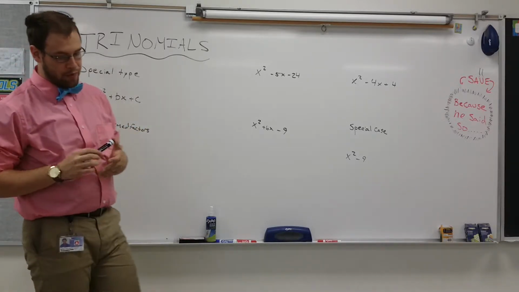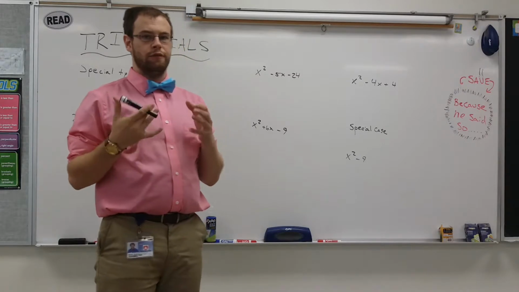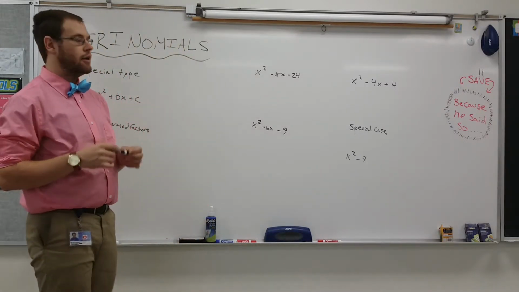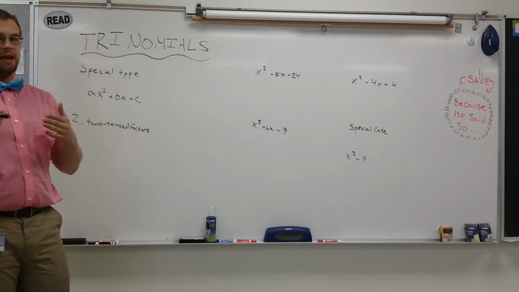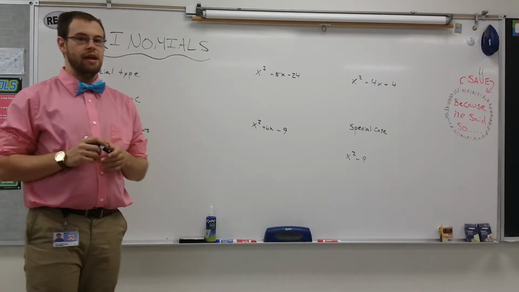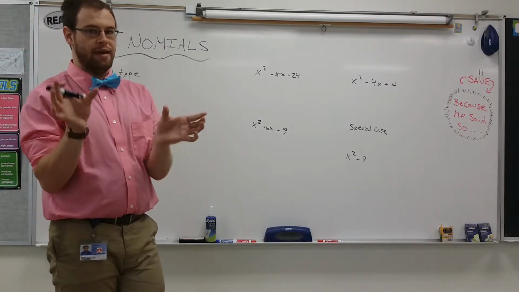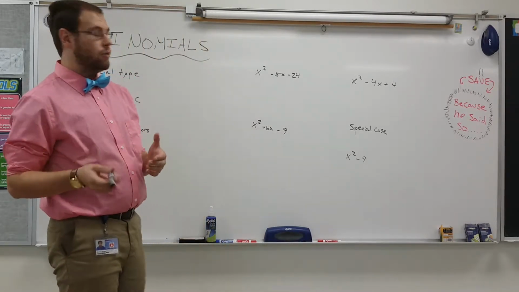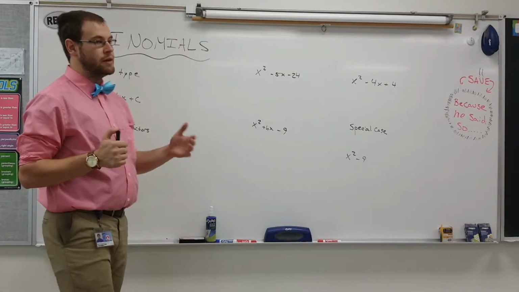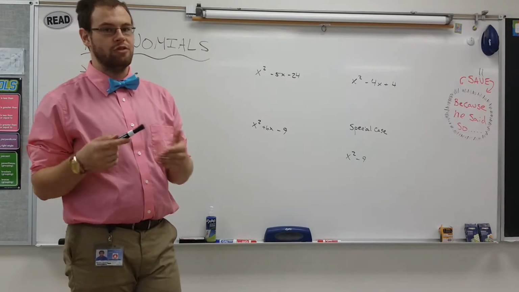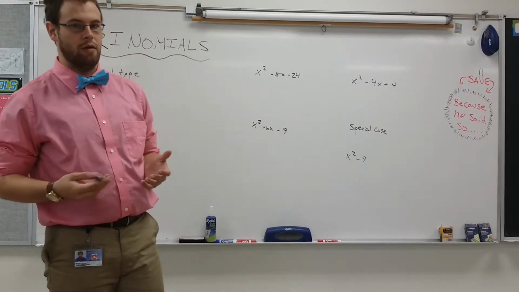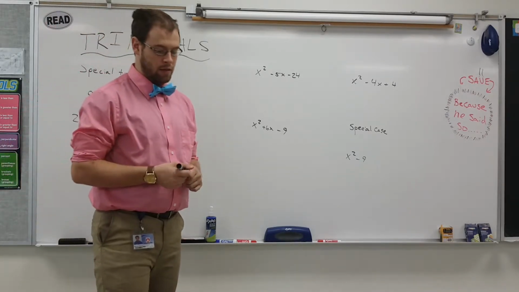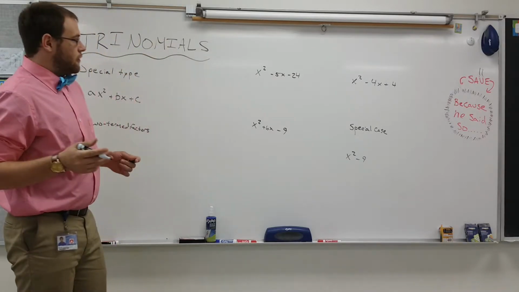Okay? And that process is basically the reverse of foiling. So we're going to undo the first, outside, inside, last of foiling, and we're going to get our two terms back that we would have when we foiled. Okay? Just so you know, when we're done with all these factors, we'll be able to foil it back in, and you should be able to get the original trinomial. That's the goal here. Okay? We'll start with our first example.